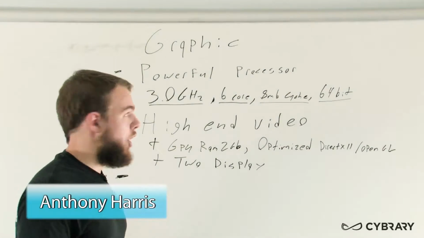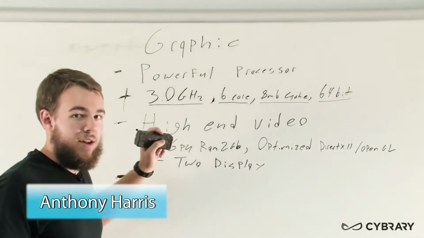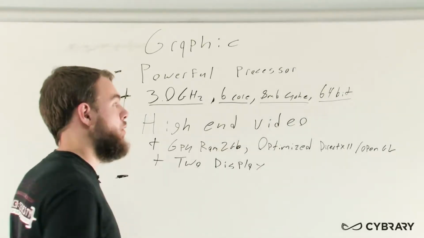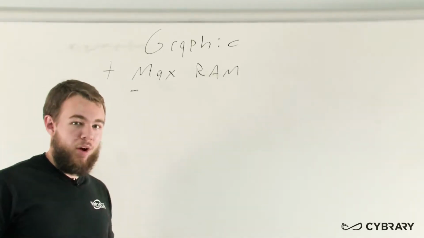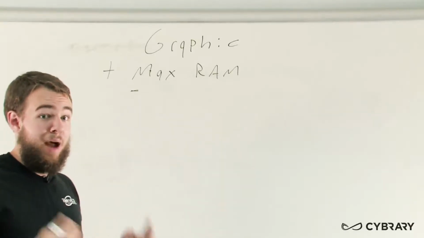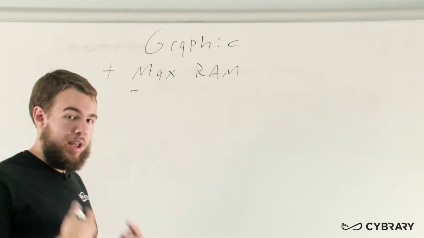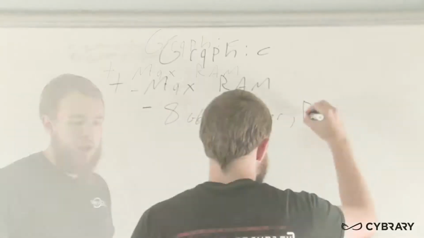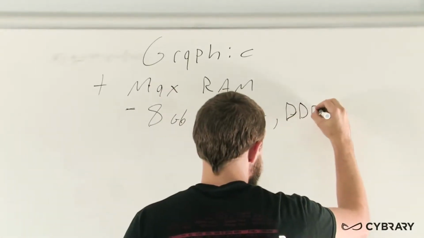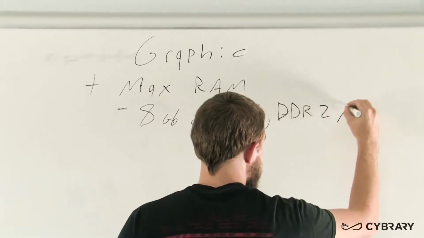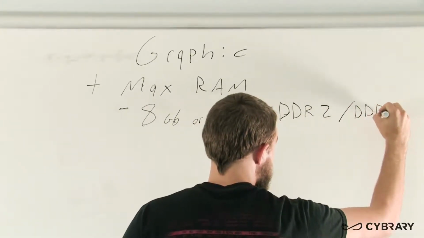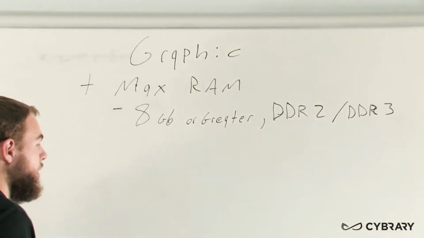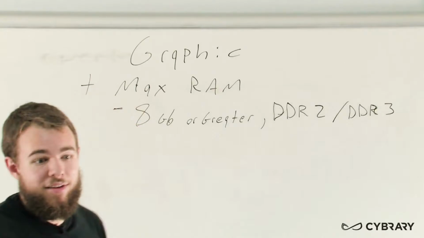So we've covered our powerful processor, we have our high-end video, and now we want to talk about having our maximum RAM for our workstation. When we're talking about our maximum RAM, we mean that we want to get the maximum amount of RAM we can place on that motherboard, that our motherboard and processor will support. Typically, we want this to be at least 8 gigabytes or greater, and we want this to be either DDR2 or DDR3 RAM. Obviously, with our preference of the two being DDR3 if possible.